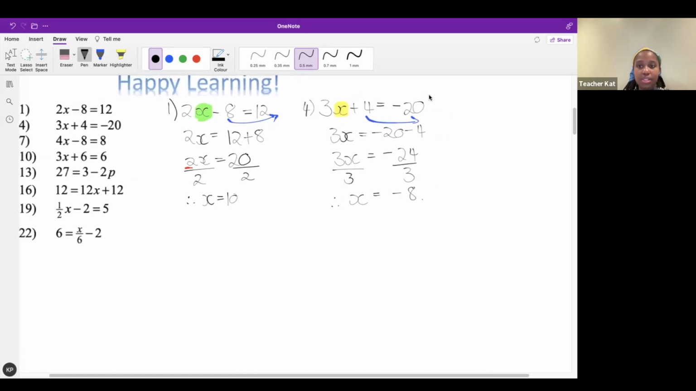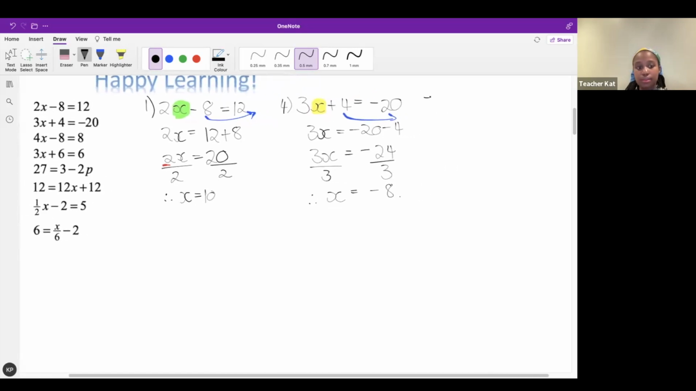All right, number 7. Nice, sweet. Okay, number 7 says 4x minus 8 is equal to 8. Great. These all look very similar, right? Once again, I have an x there next to my 4 that I want to get on its own, which means my 8 goes over and it becomes a positive.